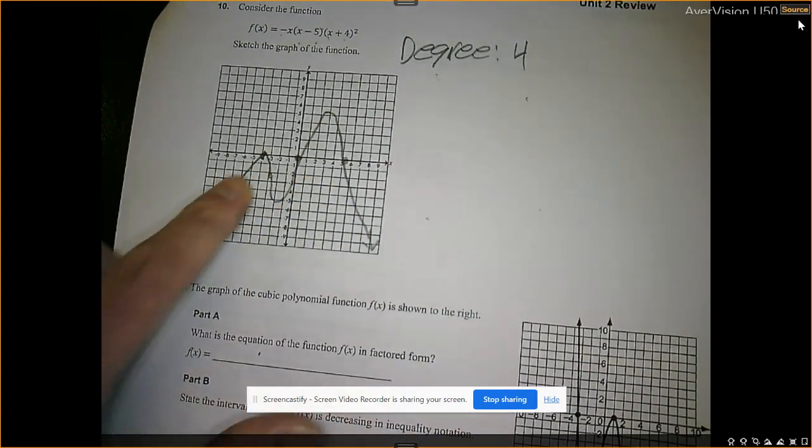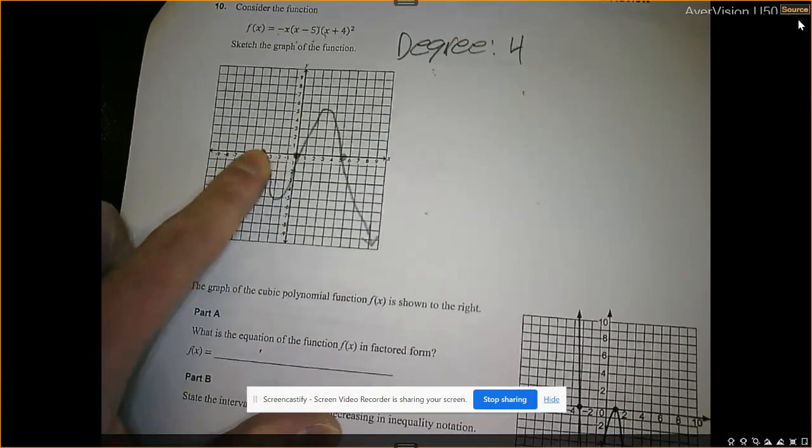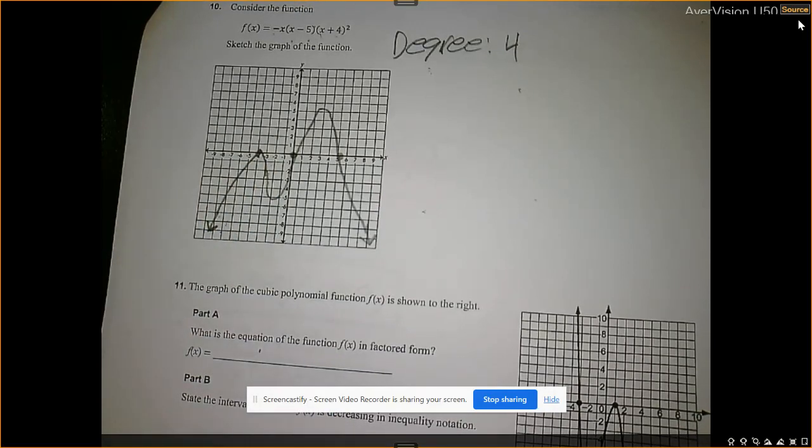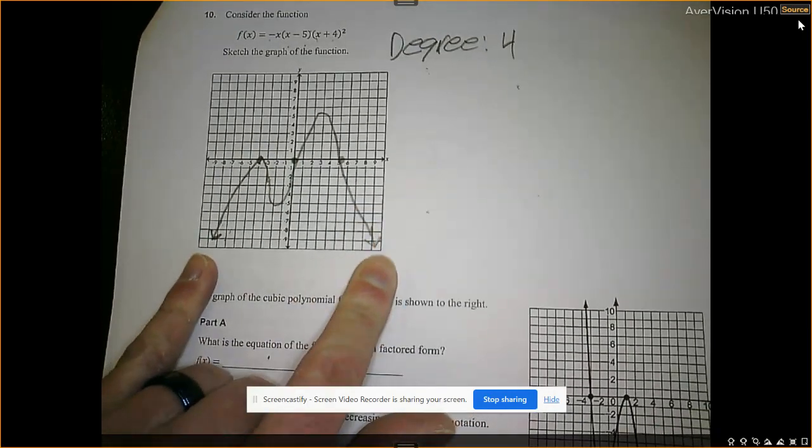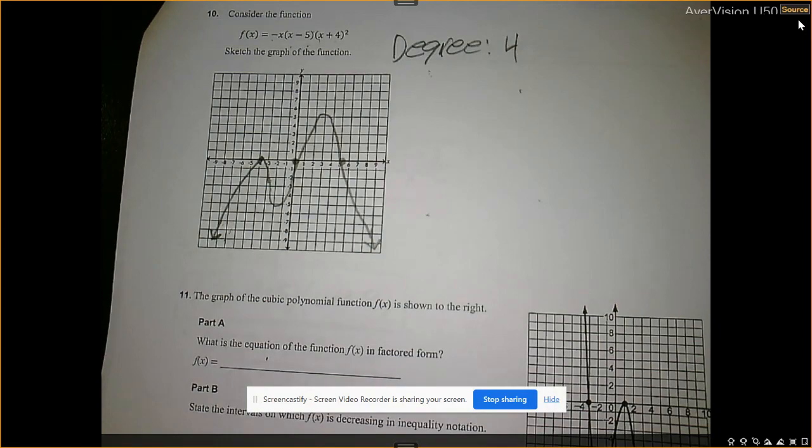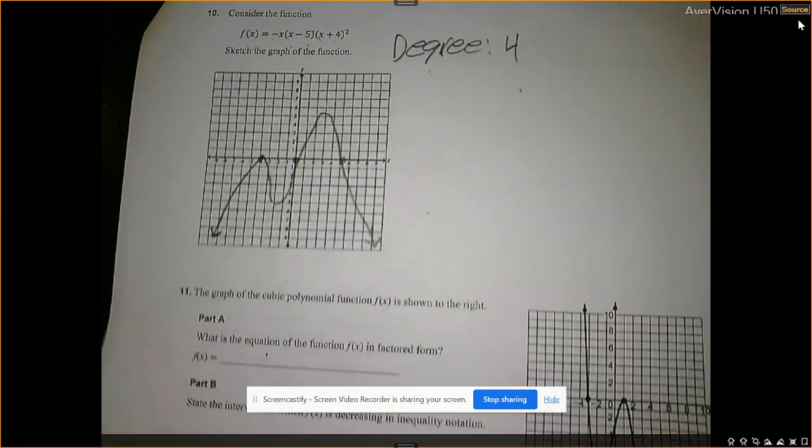You hit your roots, you showed that you know that this is a double root, and that's what happens there. You got your end behavior correctly, like we talked about. So that is perfect. Going on to the very last one, number 11.